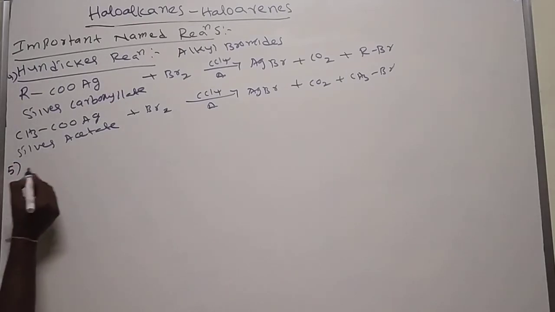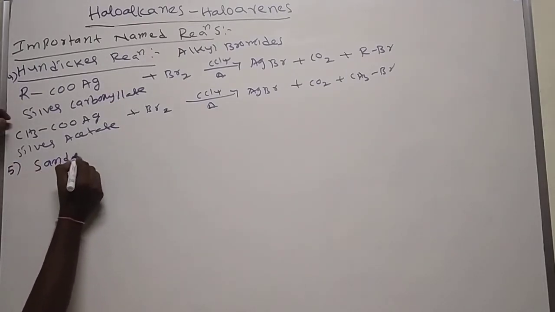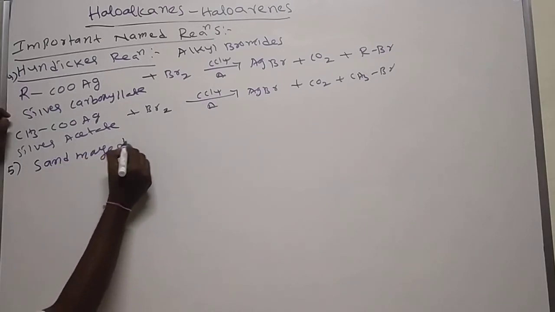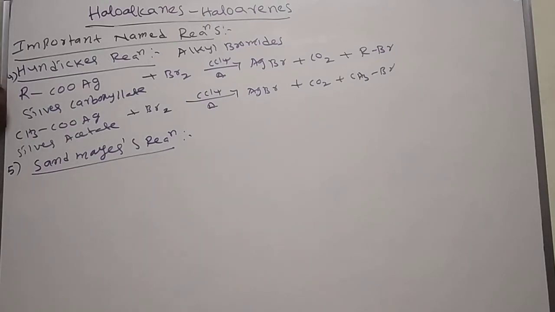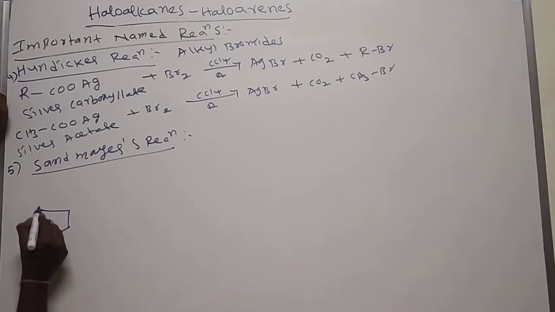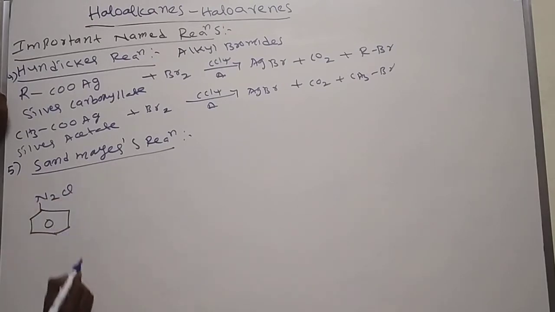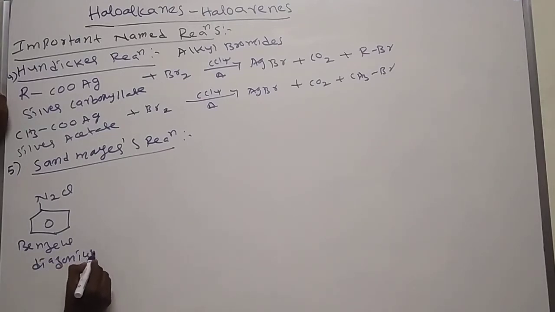And in continuation we see the Sandmeyer reaction. The Sandmeyer reaction is used for the preparation of chlorobenzene, bromobenzene and iodobenzene. Directly I am taking benzene diazonium chloride, C6H5N2Cl. This is called benzene diazonium chloride. It is prepared from aniline.